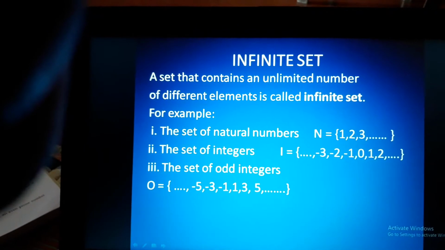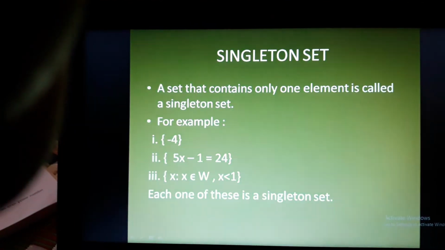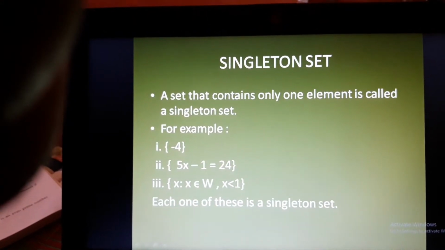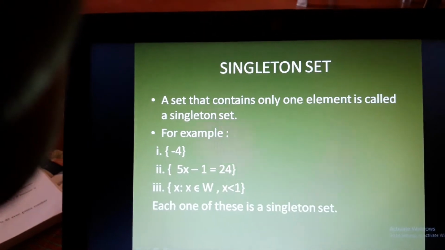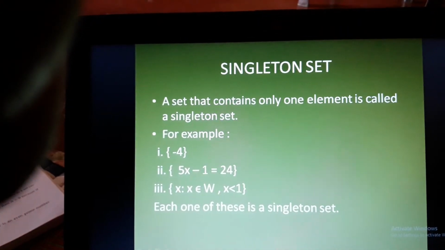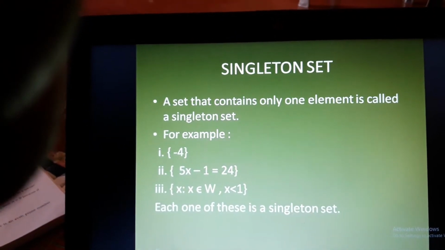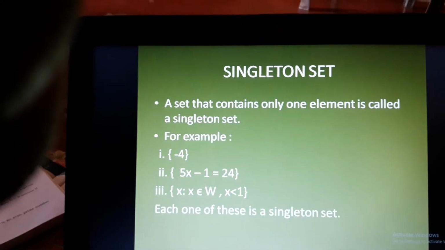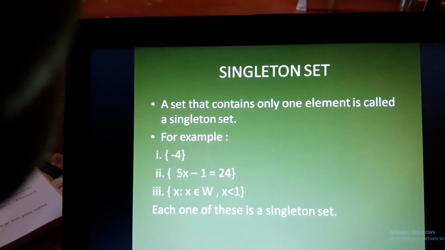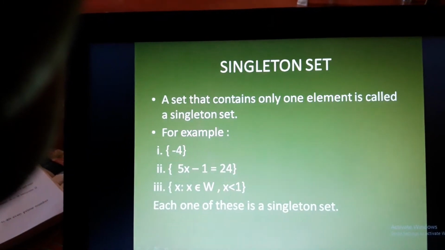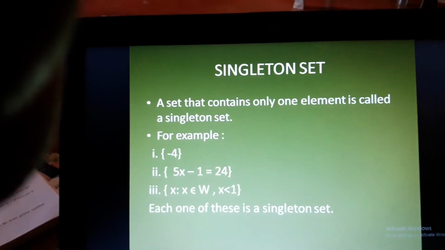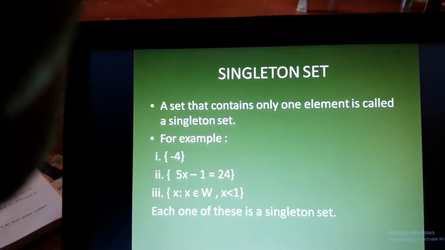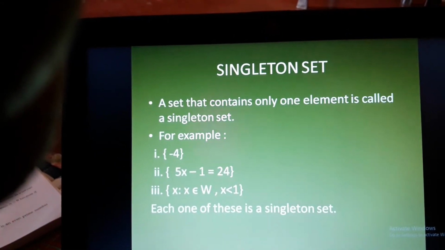So let us move on with the next type, which is the singleton set. A set that contains only one element is called a singleton set. For example, see the first one, we have {-4}. Second one, we have in brackets {x | 5x - 1 = 24}. Now if you solve the equation 5x - 1 = 24, you will get x = 5. That means in brackets we will write {5}. So it will be a set with one element. That is why it will be called a singleton set.